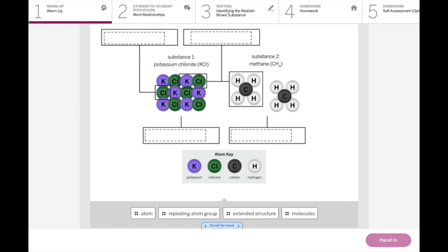So make sure you go back to Amplify, check that warm-up. I've left comments. Fix it if you didn't get it correct, and resubmit.